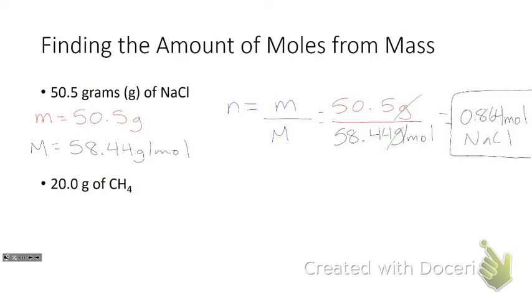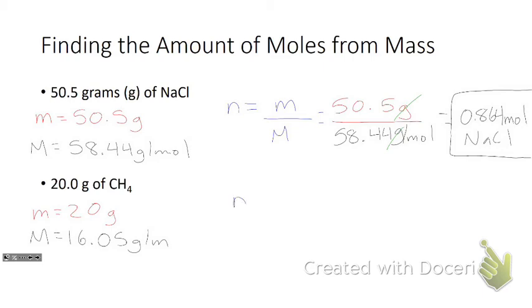Okay, so we'll move on to methane now. We have 20 grams of methane. Is that my big M or my little m? Little m. Good. That is the mass of my sample. So little m is equal to 20 grams. We calculated a few slides ago that the molar mass of methane is 16.05 grams per mole.